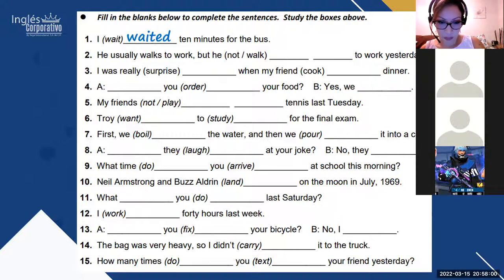Did you fix your bicycle? Did you fix? Reparar. Yes. Bicycle? No, I didn't. That's correct. Excellent. Como es pregunta, tenemos did, el verbo sigue igual, fixed, no se conjuga. Muy bien, thank you so much. 14, the bag was very heavy. So I didn't carry it to the truck. Okay, good. So not necessary to conjugate, right? Very good job. And 15, how many times did you text your friend yesterday?